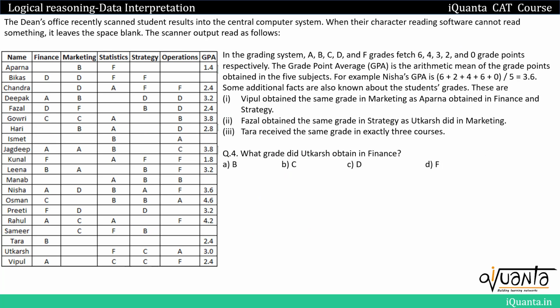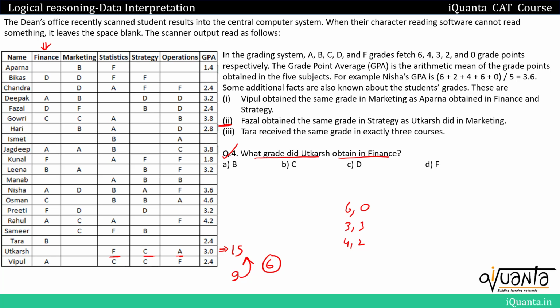Let us solve the last question now. The last question is, what grade did Utkarsh obtain in finance? So Utkarsh, we have him over here in finance. Utkarsh has a GPA of 3.0. That means the total score will be 15. He's already having grades F, C, A. F, C, A means a sum of 0 plus 3 plus 6. That means 9. So we need to make it 15. That means we need 6 more points. So how can we make 6 more points? 6 can be made by a sum of 6, 0, 3, 3, 4, 2.